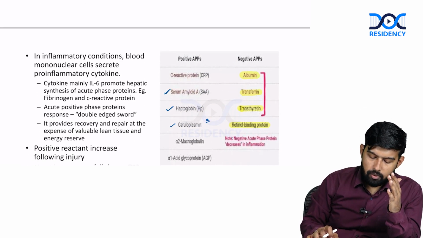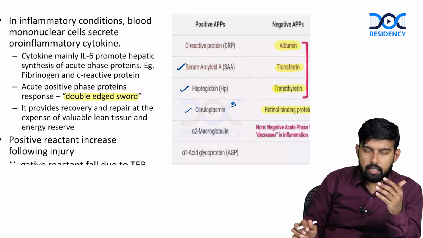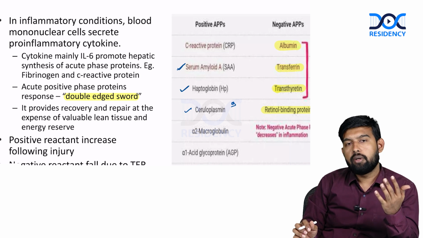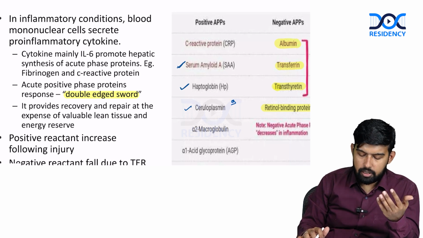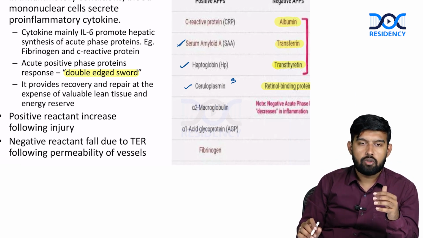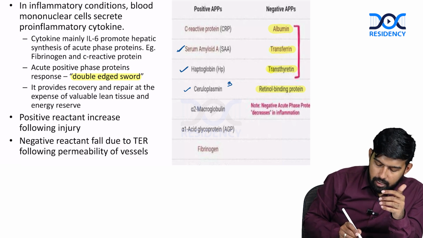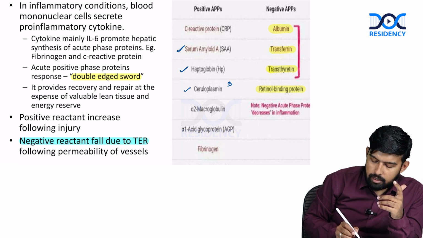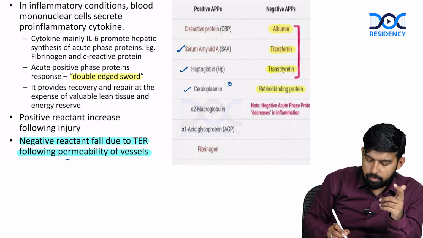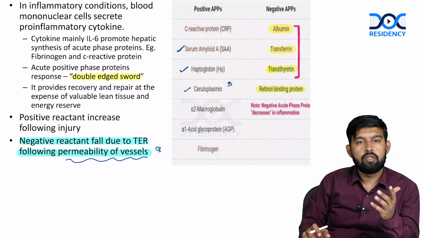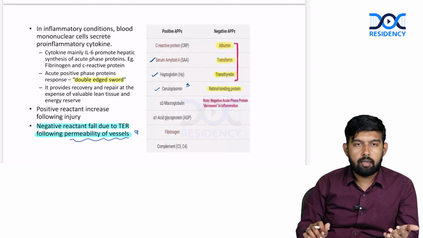The acute phase proteins are also termed a double edged sword, because they may help in recovery or repair during surgery or trauma, but may also cause injury to the body. And just remember the negative reactants fall due to the increase in the transcapillary escape rate, due to increased permeability of the vessel due to vasodilatation. So, this is the third effect, that is alteration in the hepatic metabolism.